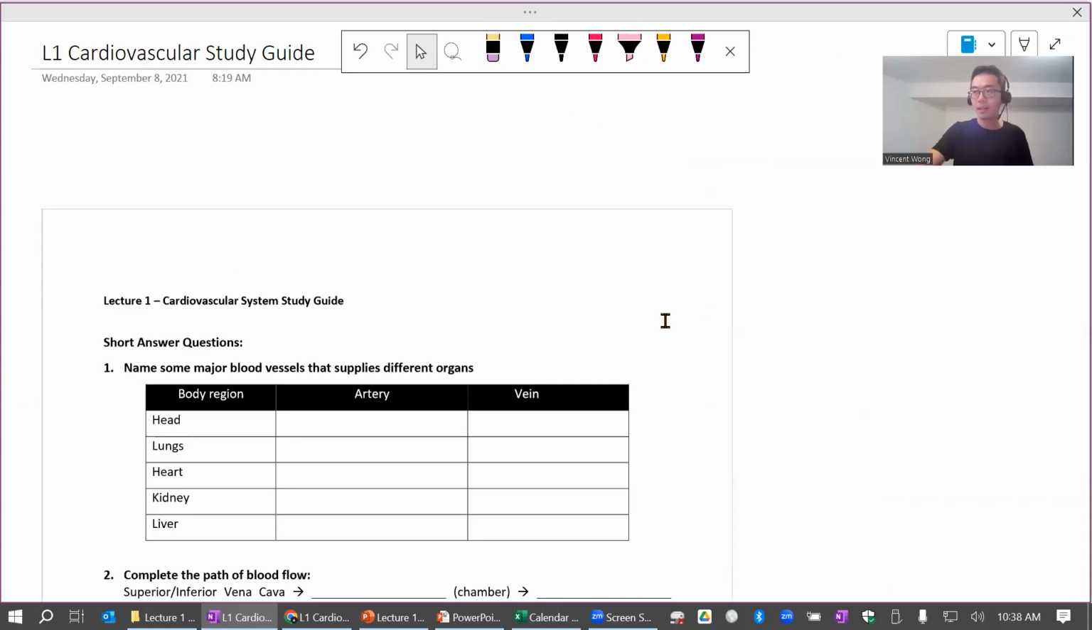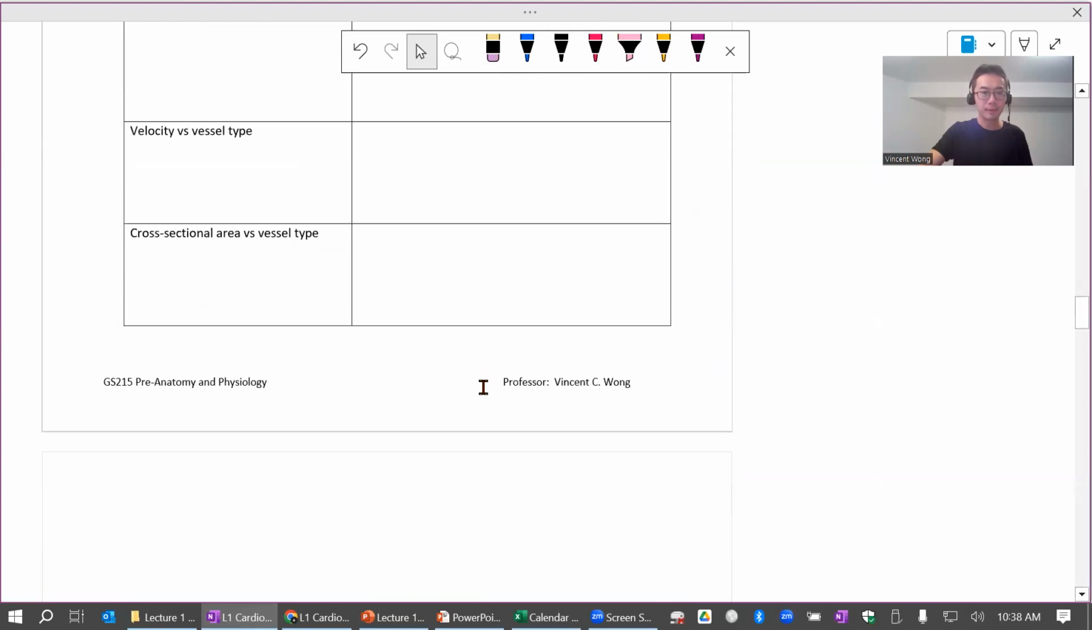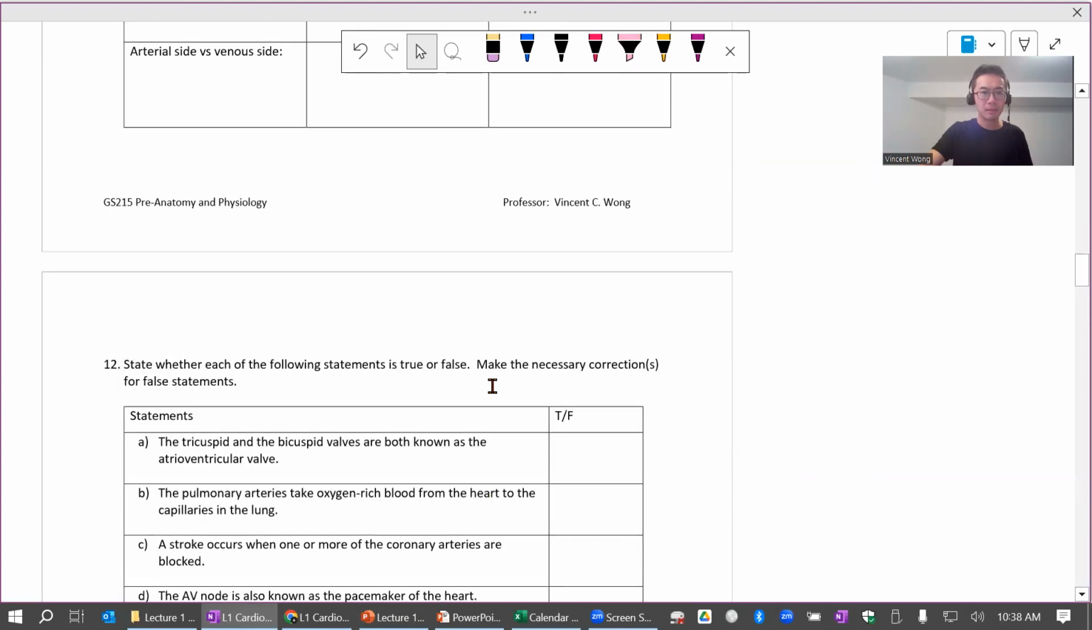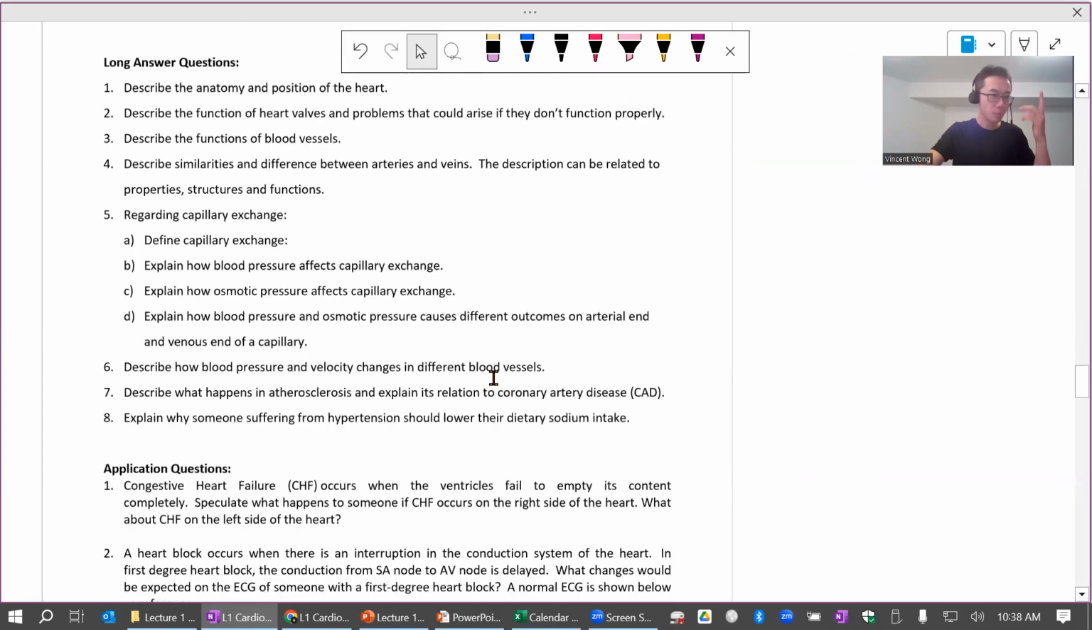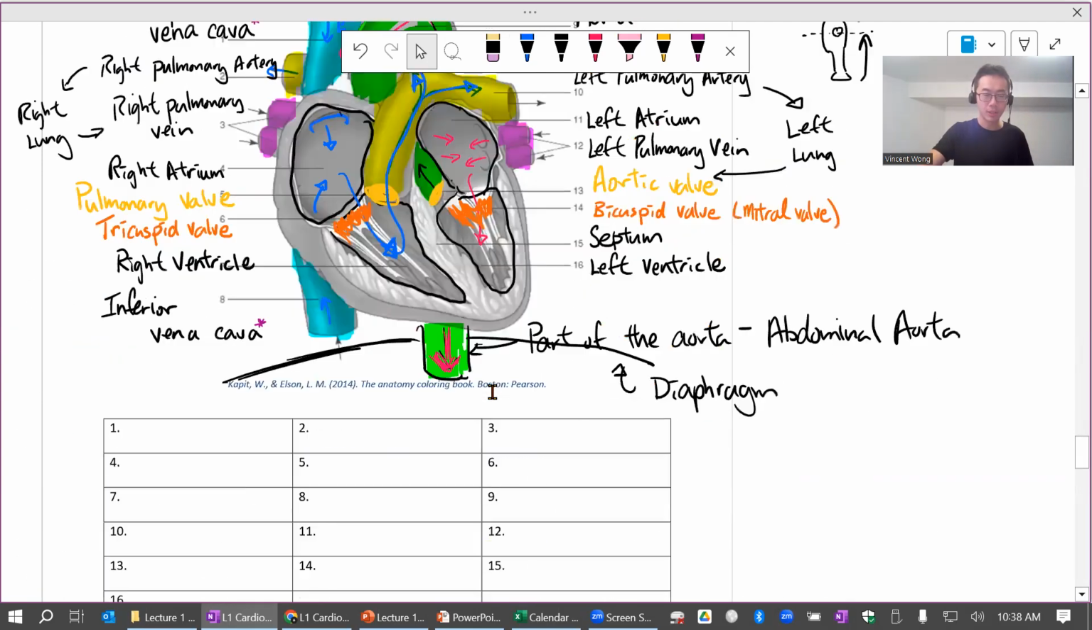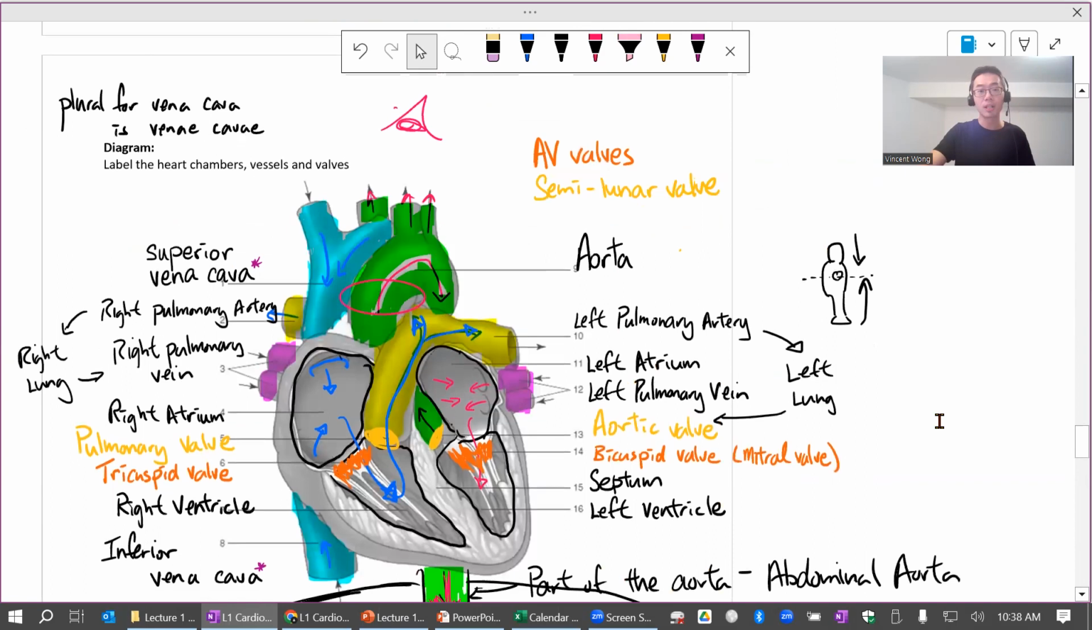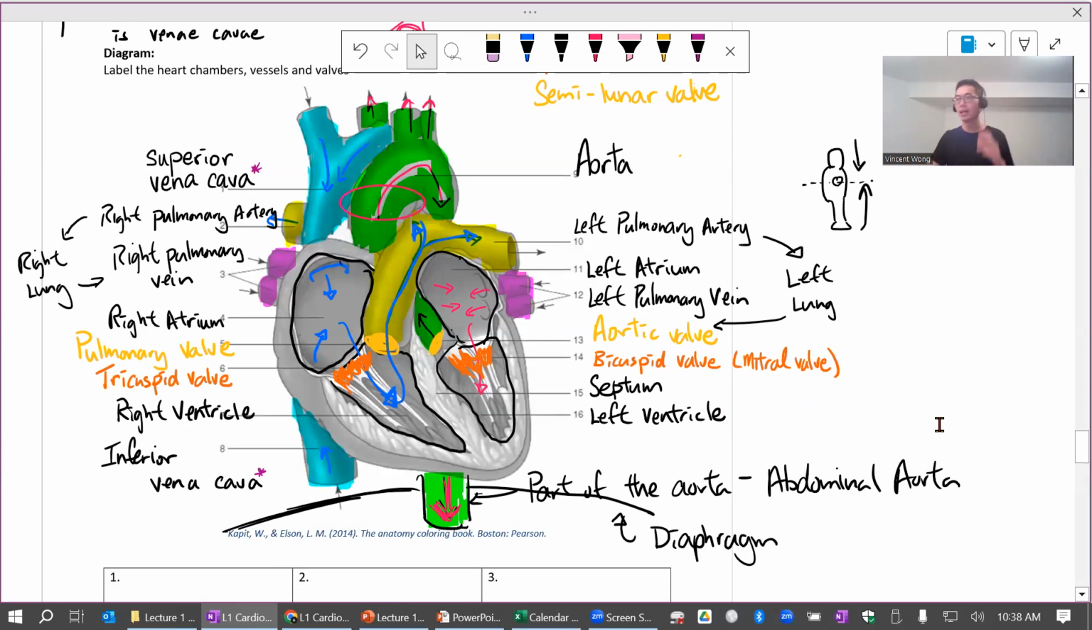Excuse me, I have a question. How many kinds of muscle are there in the heart? Just the cardiac muscle. Yeah, just one kind. It's involuntary, right? You cannot control it.